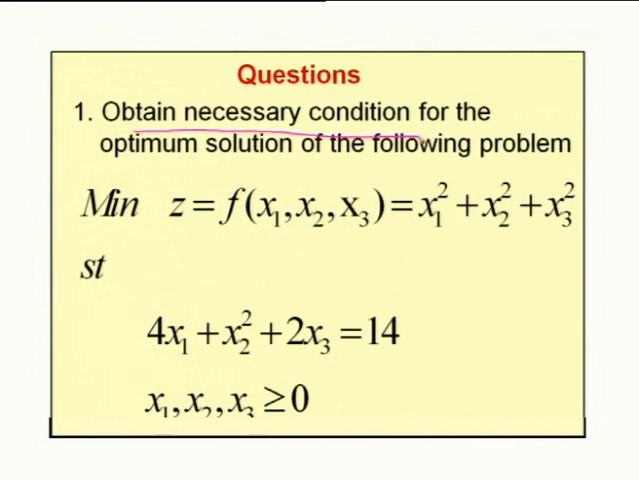Now, the question is: obtain the necessary condition for the optimum solution of the following problem. The objective function is z equal to x1 square plus x2 square plus x3 square in terms of 3 variables, subject to the constraint 4x1 plus x2 square plus 2x3 equal to 14.